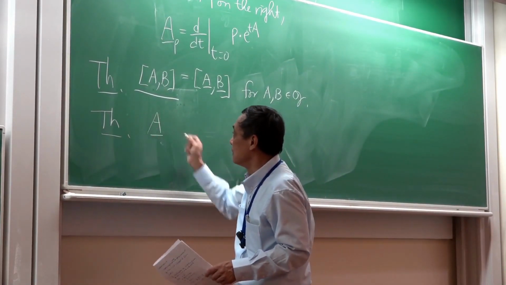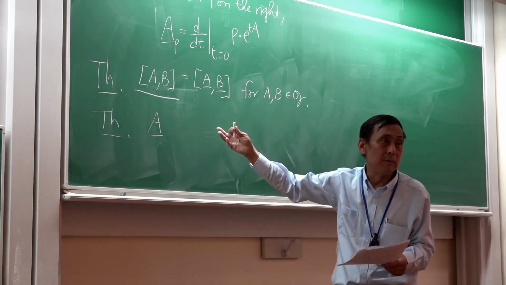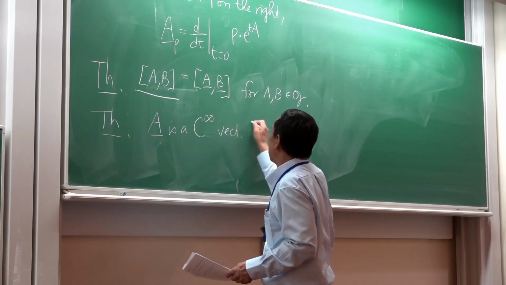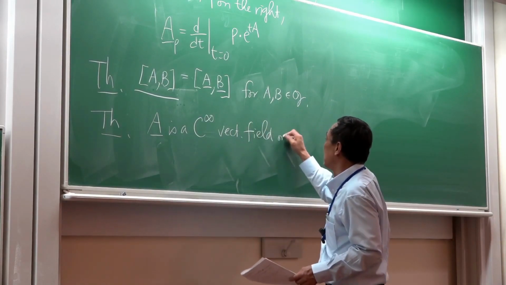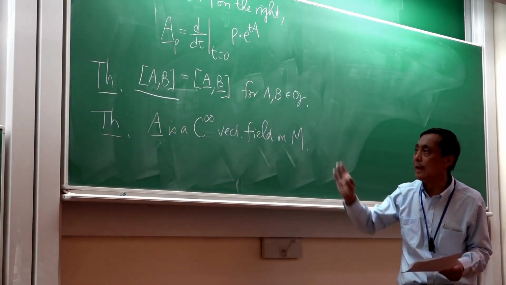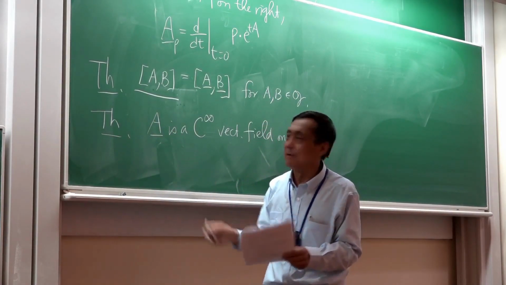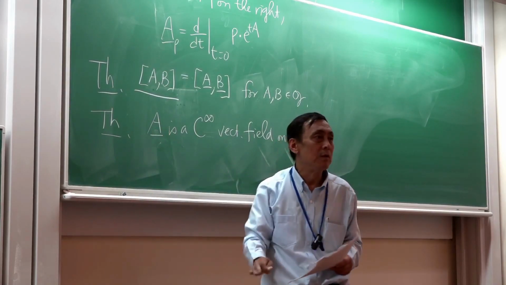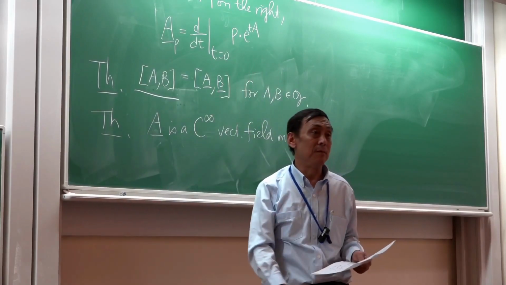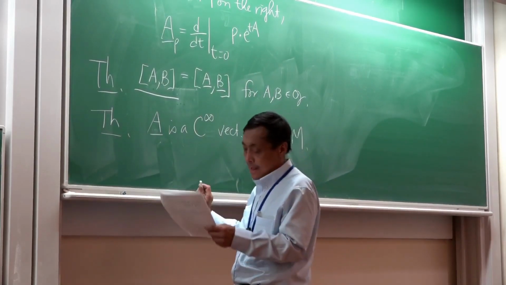Well, the first theorem is that, you see, now as you vary P, you get a vector field, and that vector field is C infinity. Yeah, I'm not going to prove it here. Okay, it's done in the book. You basically apply this vector field to a C infinity function, and you see that you get a C infinity function because all the operations are C infinity, you know.